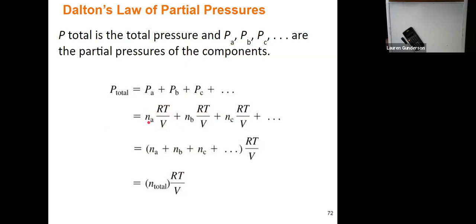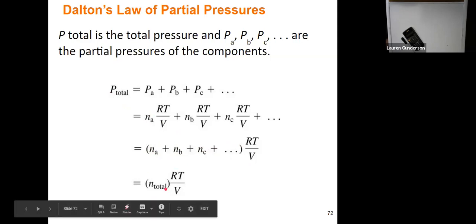So I could also take n_A plus n_B plus n_C, pull it out of my equation, and add those things together. I can add all of the mole values together, and I can multiply that value by RT over V to get my total pressure. Okay, and if I do that, then you'll see that we're back to our normal ideal gas law formula, where our total pressure equals total moles times RT divided by V.